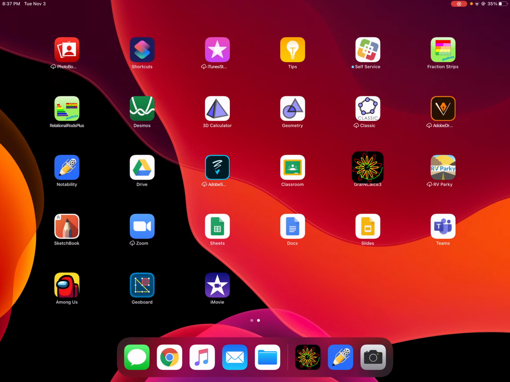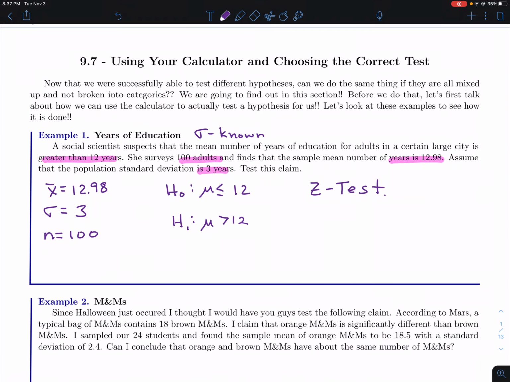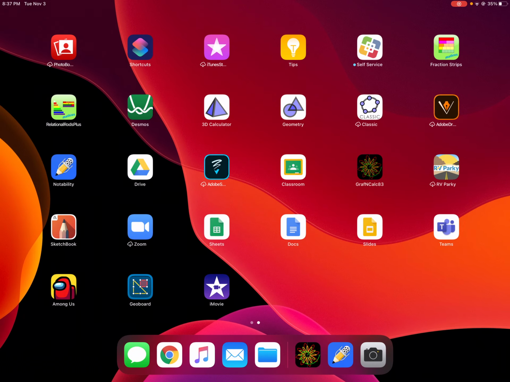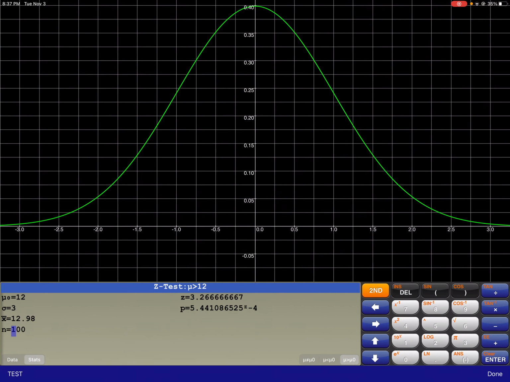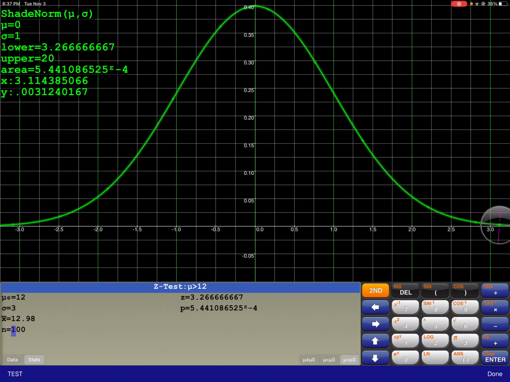So let me make sure I got everything typed in right because I keep talking. Yep, I got it in there. Good. All right. So in this case my z-score I can see is 3.266, which is going to be way over here on the right. And my p-value is 5 times 10 to the negative 4, which means it's going to be like 0.00005. So it's definitely smaller than alpha. So this seems like, yes, this is definitely a reject H naught. I can go ahead and write it up and all that good stuff.